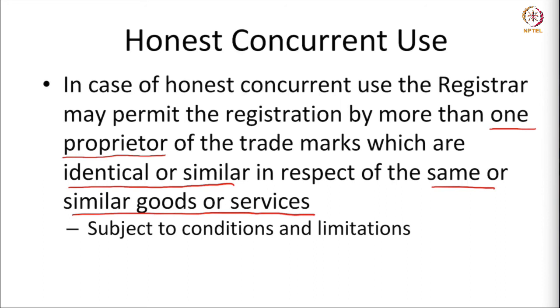Now the test is that they should have been using it around the same time and the mark should be identical or similar. So you have one or more proprietors, identical or similar marks, and they should have been used with regard to the same or similar goods or services. Now the registrar can subject the use to certain conditions and limitations. For instance, if the users are in India, in two different states, the registrar could set a limitation that each of those parties will confine their usage within particular geographical limits. So those limitations can be set by the registrar.